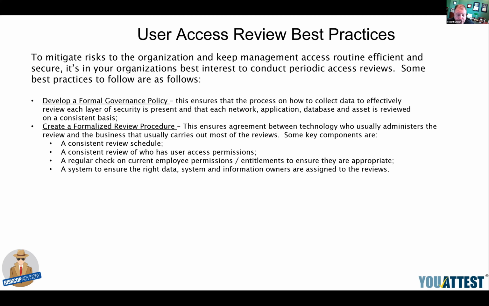And then once you get that all together, a formalized review procedure has to be consistent. You have to have the right individuals involved, project managers. And then I would say you also maybe want to get a secondary review check on things, and also checks on employee permissions and entitlements, just to make sure it's being done properly. And then make sure that all your systems and processes are complete, with owners assigned to the reviews.